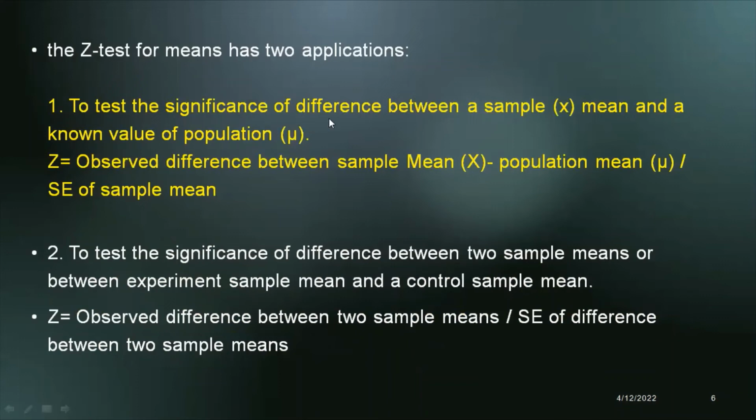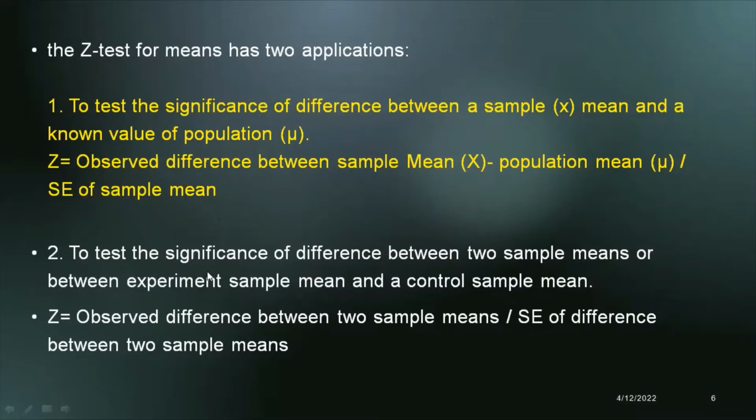One, to test the significance of difference between a sample mean and a population mean. So you have a sample mean from the sample and you also know the population mean and you want to know whether these two means are significantly different or not, we apply Z test. So for Z test, we take the observed difference between sample mean and population mean divided by standard error of sample mean. So please remember, in the numerator, in case of Z test and T test, we take the difference, whereas in the denominator, we take the standard error.